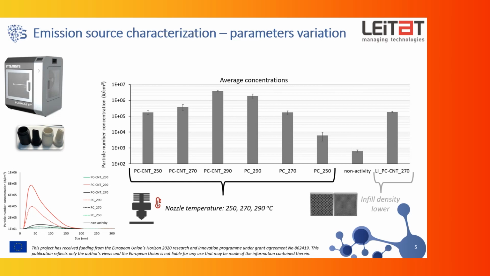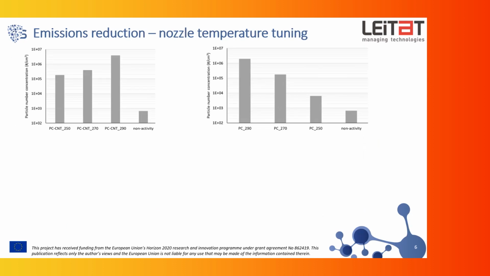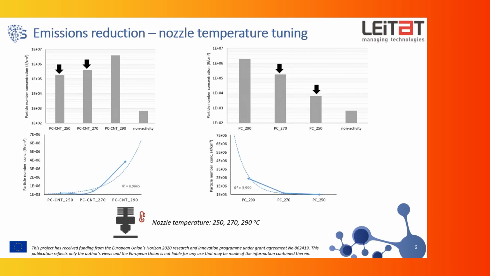And all the different variations and all the different processes release process-generated particles that were in the nanoscale, as we can see here in their size distribution. Now, what happens if we tune their nozzle temperature? What we have seen is that we managed to obtain a reduction of the emissions in terms of particle number concentration. And here we have the nano-enabled filament, while here we have just the conventional one. And for both cases, we can see similar trends and similar patterns.